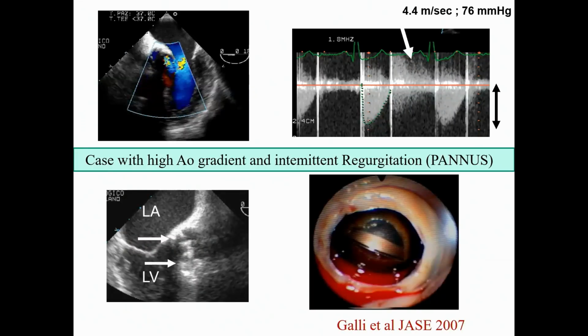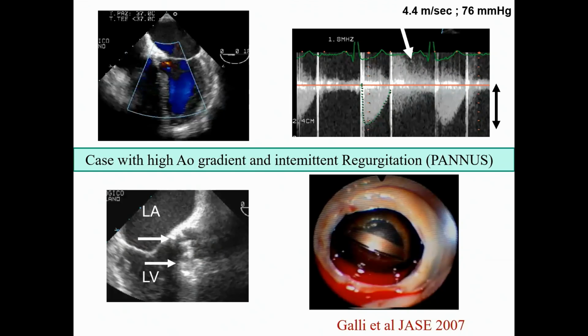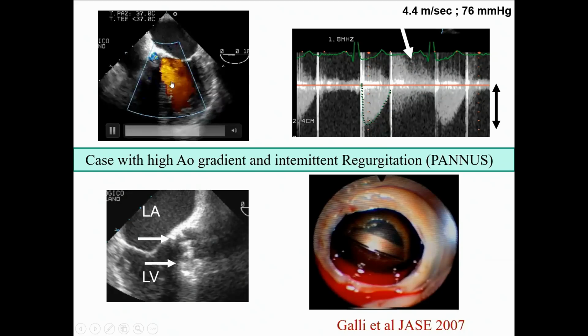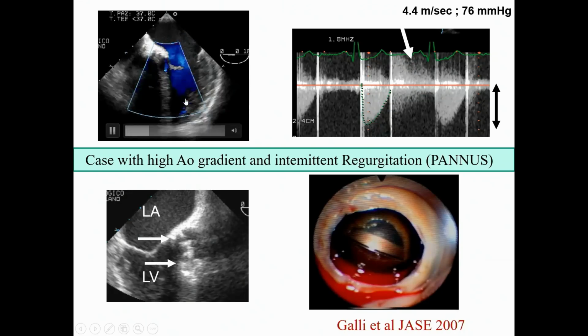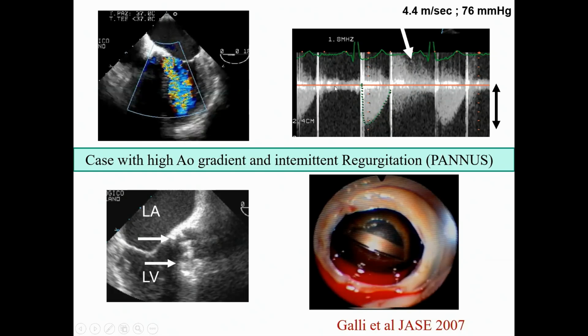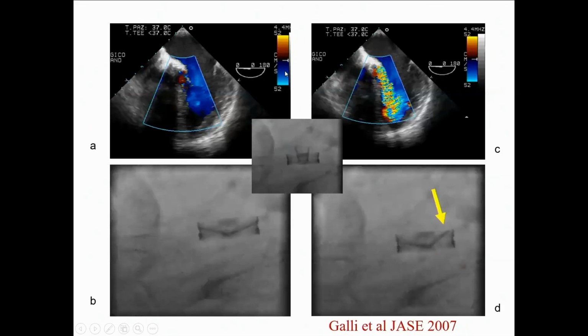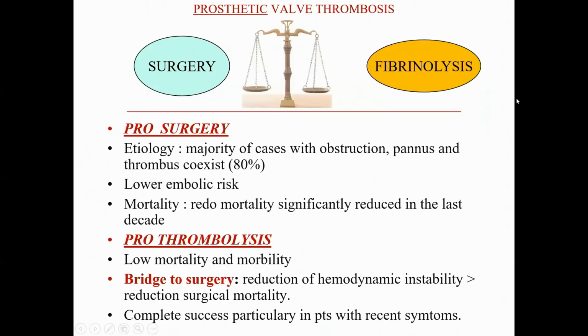Rarely, this may also occur for the aortic prosthesis, and this is a rare case you may observe. Please note with the color Doppler, no regurgitation, severe regurgitation, no regurgitation, and so on. And this has been demonstrated to be linked to this mild alteration in the closure. So even this mild alteration of the disc closure may determine such a severe aortic regurgitation.